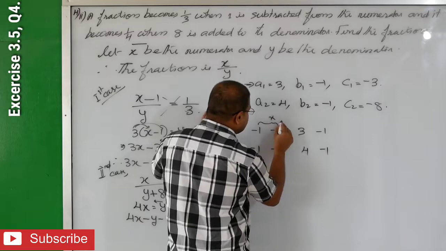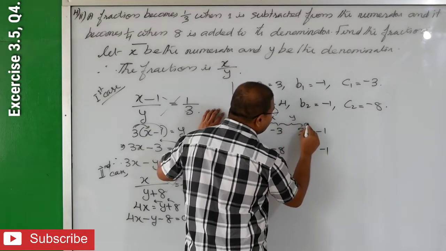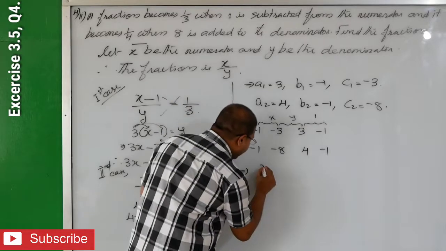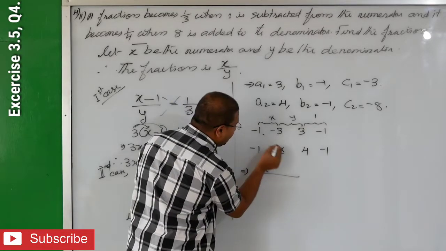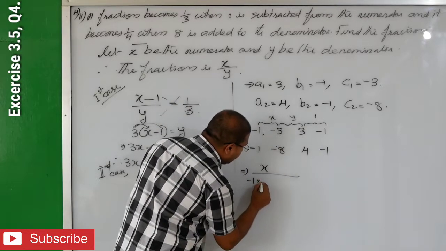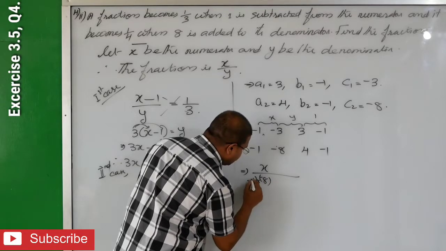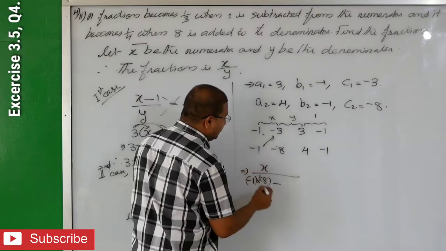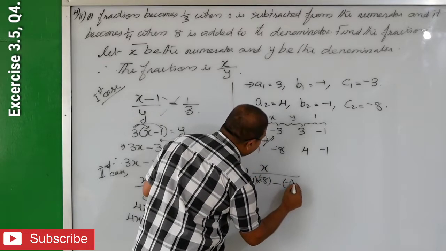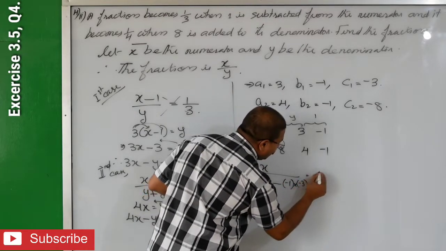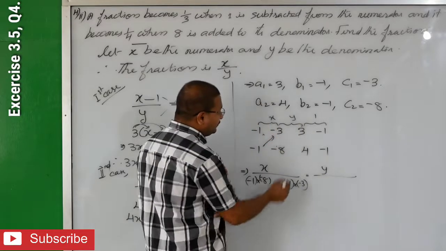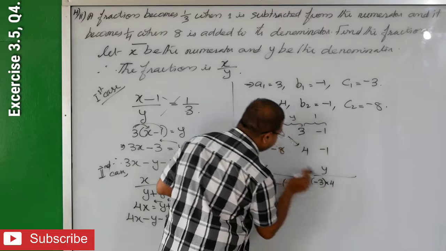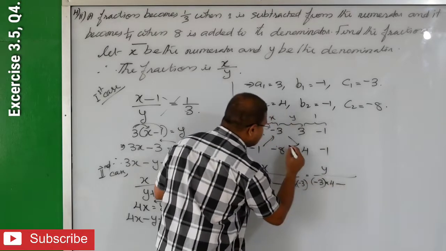Here will be x, this will be y and this will be 1. Ready? What we will do now? X divided by this two will multiply. That means minus 1 into minus 8. Ready? Minus 1 into minus 8 minus this two. What is that? Minus 1 into minus 3 equals y divided by this 2. What is that? Minus 3 into 4. This 2 minus this 2.